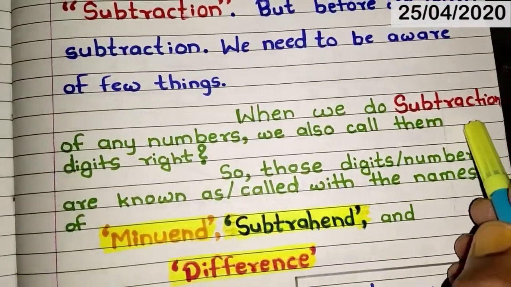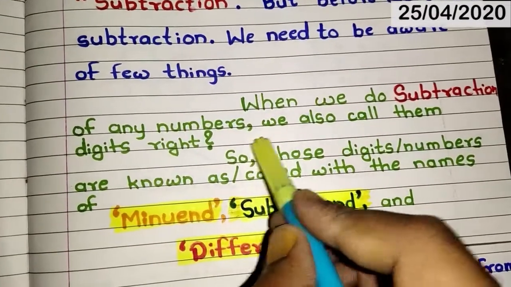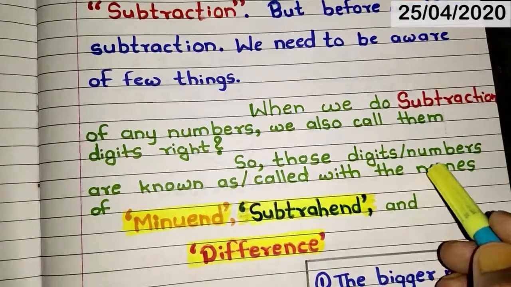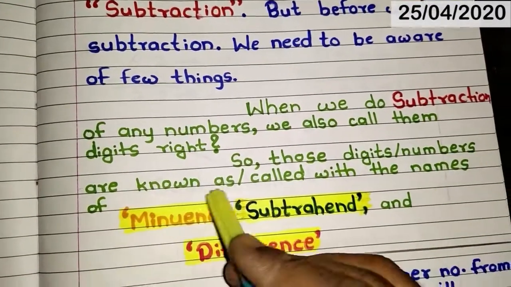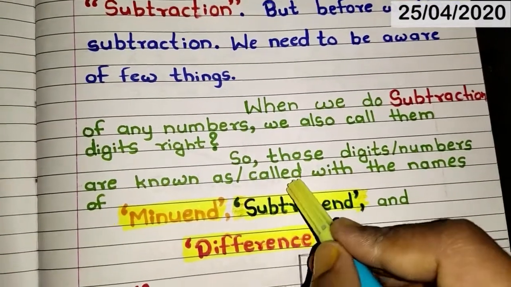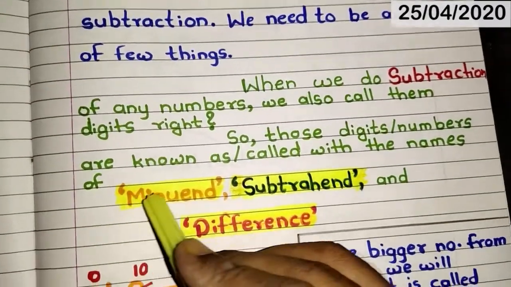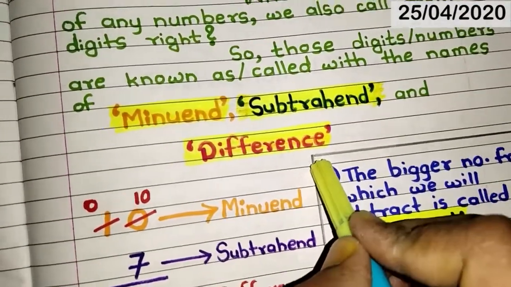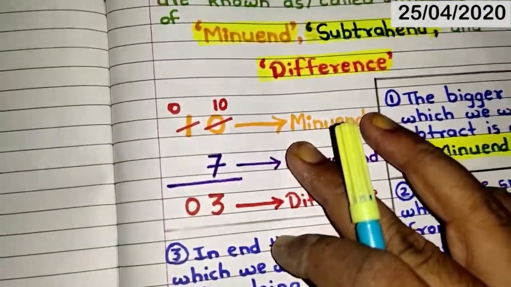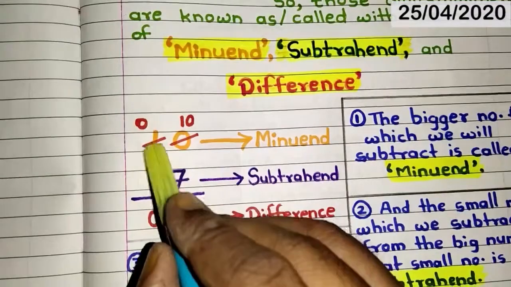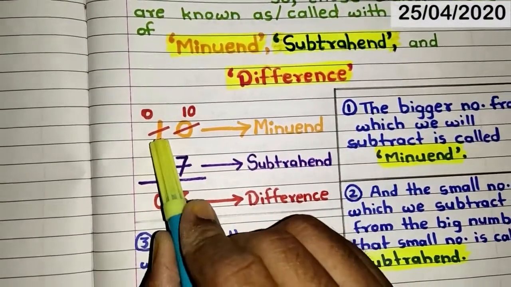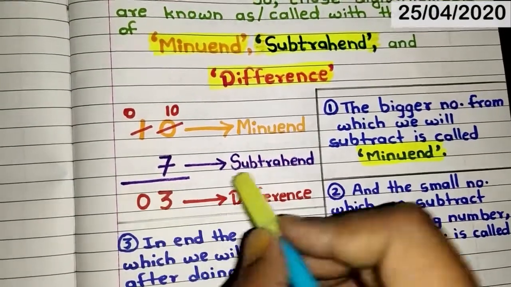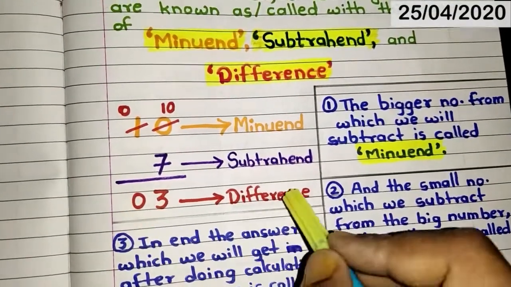When we do subtraction of any numbers, we also call them digits, right? Those digits or numbers are known by the names minuend, subtrahend and difference. Now which number is called what? Let's see. Here the number 10 is called minuend, 7 is called subtrahend and 3 is called difference.